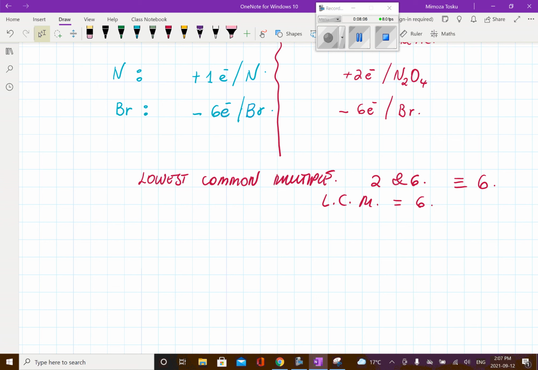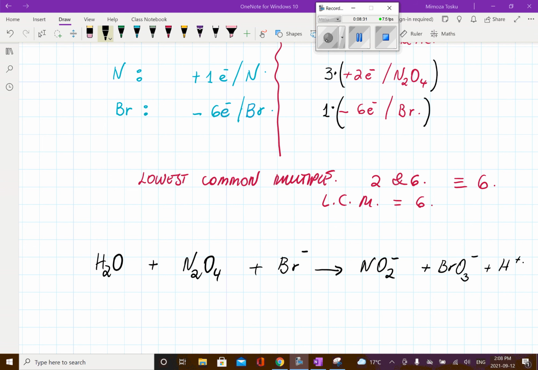So what is the number that you have to multiply 2 by to give you 6? It is 3. And what is the number that you have to multiply 6 by to give you 6? It is 1. So now it's taking those coefficients and placing them into the reaction. I will bring the reaction here again so that we don't make mistakes.